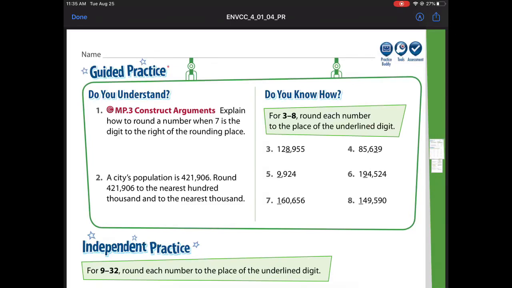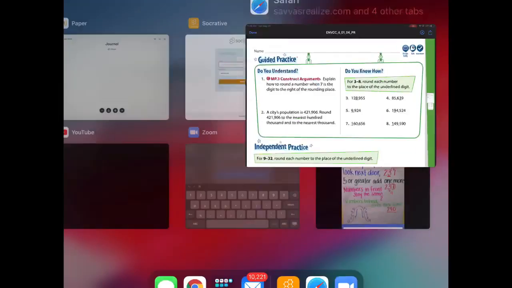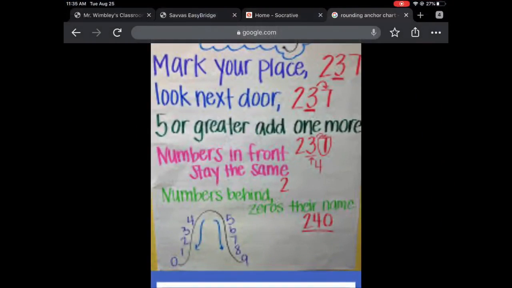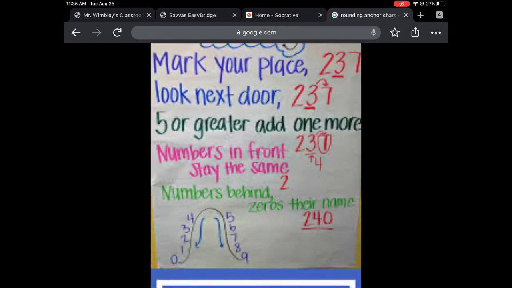So students, we're on lesson 1-4, which focuses on rounding. You already watched your visual learning. We're just going to look at a quick little anchor chart that we have here to remind us about rounding. So we're going to mark our place.